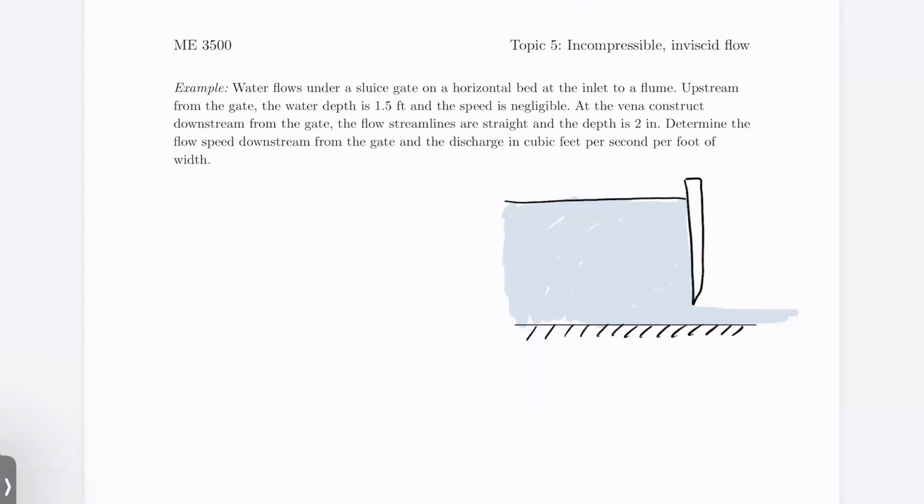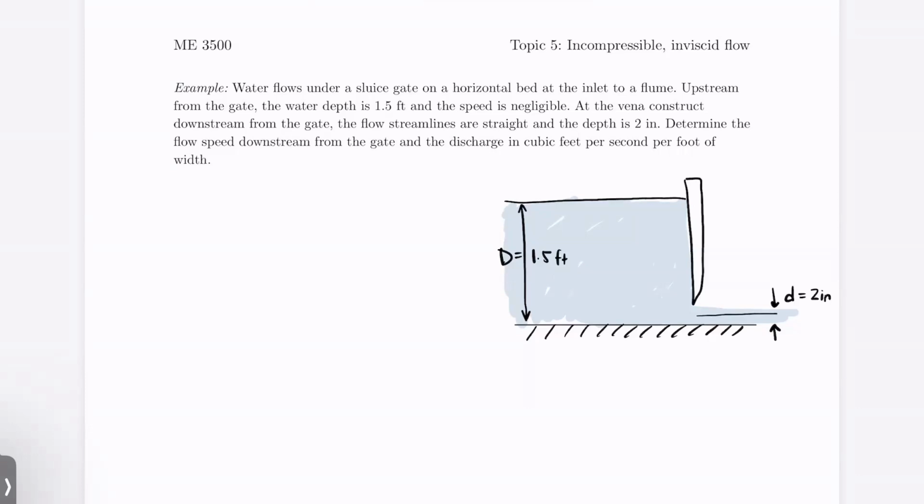Upstream from the gate, the water depth is 1.5 feet. So this dimension is 1.5 feet. And the speed is negligible. At the vena contracta downstream from the gate, the flow streamlines are straight and the depth is 2 inches. So I'm going to call this capital D, and this is going to be lowercase d, and this is 2 inches. All right, we want to determine the flow speed downstream from the gate and the discharge in cubic feet per second per foot of width.